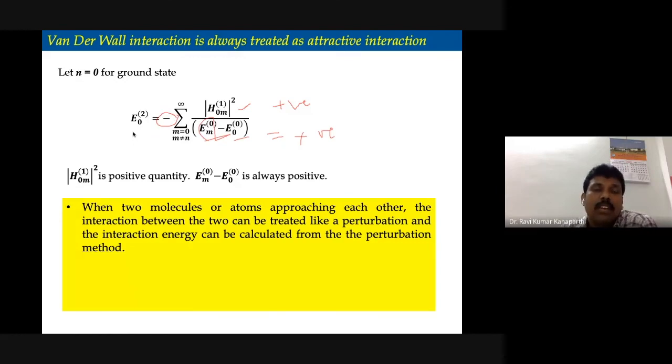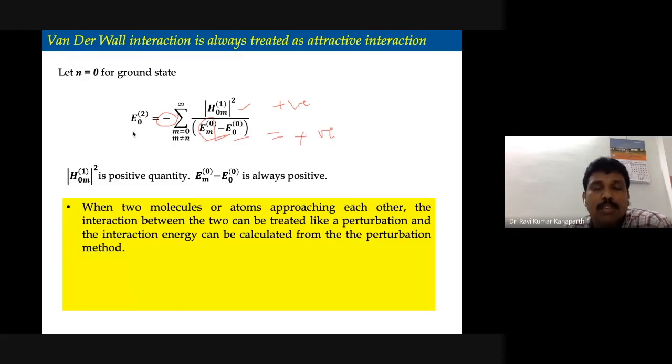So since the second order correction energy is going to be negative, then definitely that will be an attractive energy. So the interaction energy is an attraction energy. So in the long range, the molecular entities or the atoms will have an attraction at the longer distances.